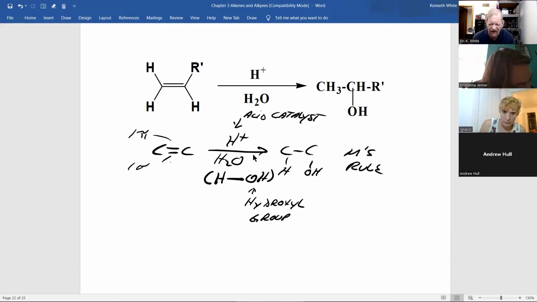I'll never ask that on a test, but I'll use that. So think of water as a hydrogen and hydroxyl group. You break the pi bond, one carbon gets the H from water, the other gets the hydroxyl group OH, and it follows Markovnikov's rule. The carbon of the double bond with the most hydrogens gets the hydrogen, and the other carbon will get the hydroxyl group OH.